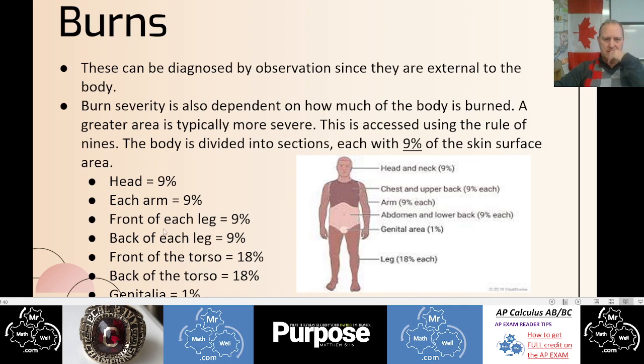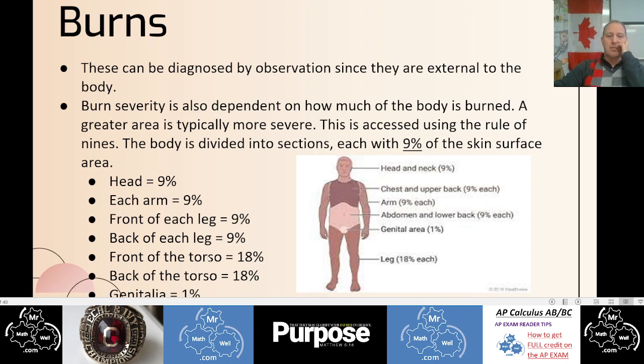Oh, the legs, front of each leg, back of each leg. Oh, and we got to add another 18% because this is just one leg. Yeah, okay. So that's 1 2 3 4 5 6 9s. Okay, 6 times 9 is 54, and then 36 is 90. And then chest and upper back is 9%, and then 100%.